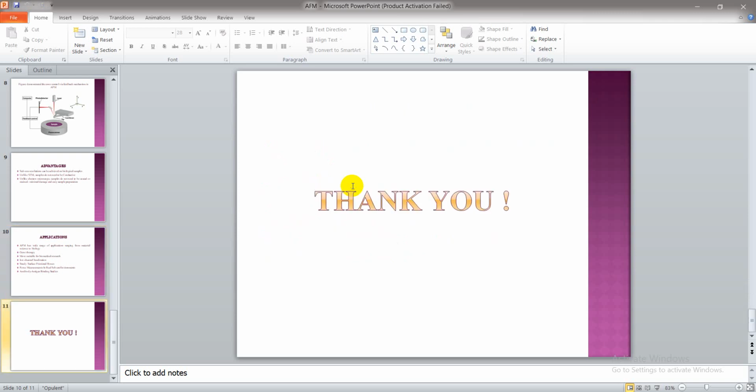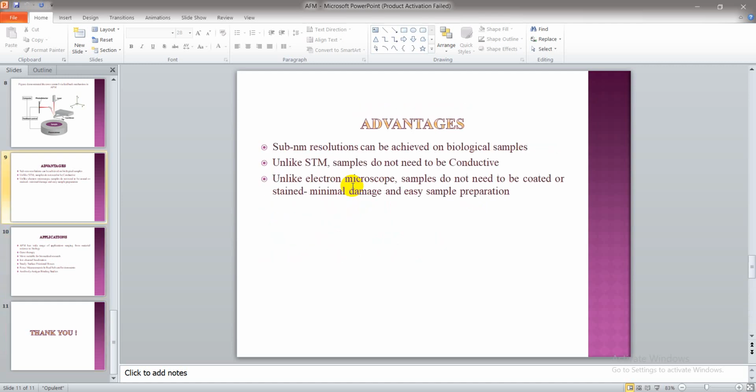So this is all about AFM, how it works, what is the principle, what is the mode of operation, what are the different modes, which mode is basically preferred, what are the advantages, and how basically it analyzes the surface morphological behavior, what are its potential applications, and what are its disadvantages and all. So this is all about AFM.